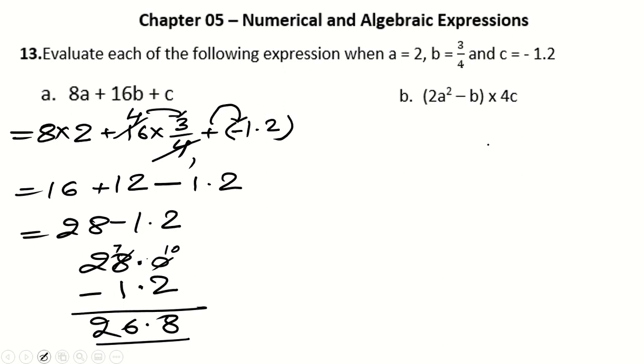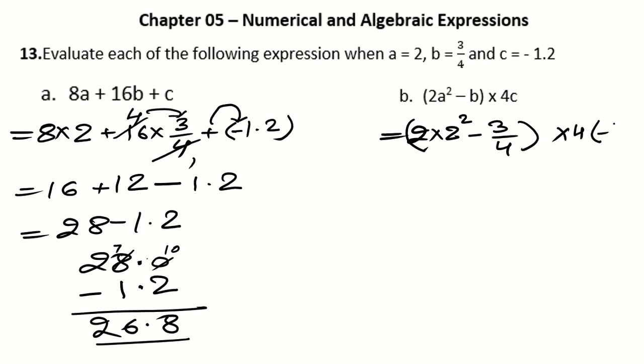Now another one is 2a square minus b times 4c. So this is 2 multiply a square means 2 square, minus b is 3 over 4, times 4c means minus 1.2. This is 2 power 2, that is 4. 4 multiply 2, 8 minus 3 over 4 times, now 4 times 1.2.